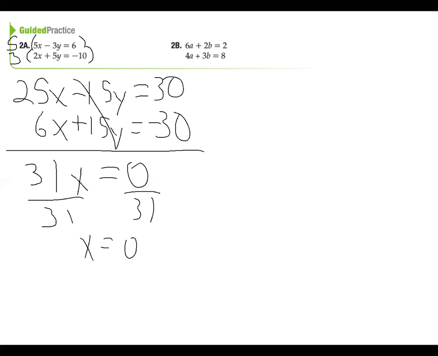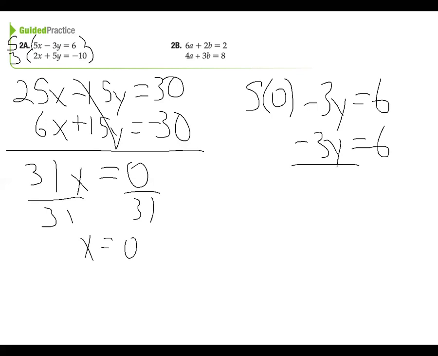Well, I'm going to plug that into the first or second equation. I'll just do the first one. 5 times 0 minus 3y equals 6. So negative 3y equals 6. Divide both sides by negative 3. Then you get y equals negative 2. So your ordered pair is 0, negative 2.